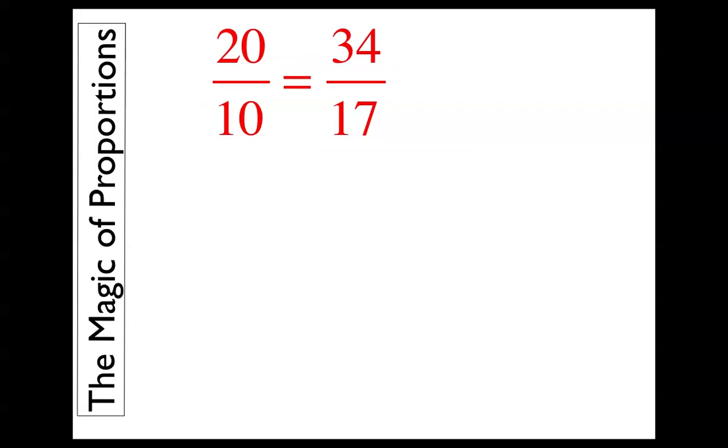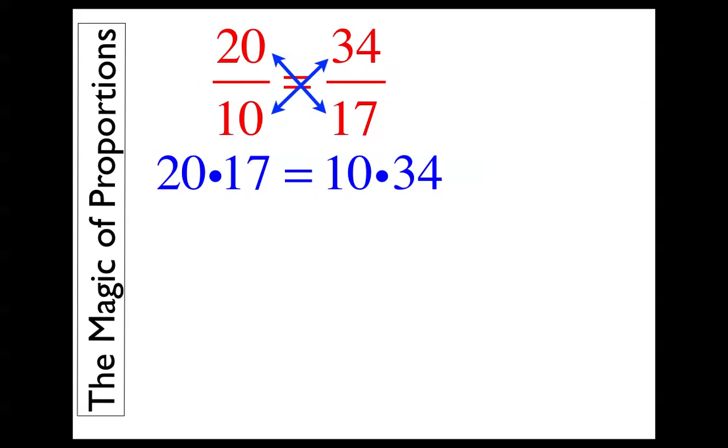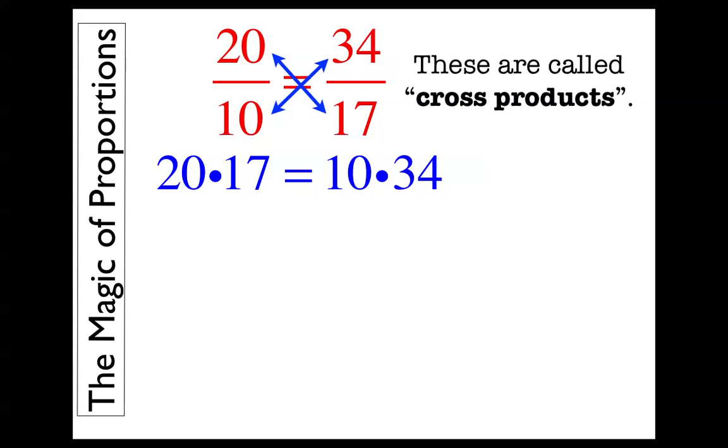Okay, now, we're talking about proportions and proportional relationships. What you might not know is that they're kind of magical. What if we did something kind of weird? What if we went all crisscrossy and zigzaggy, and what if we multiplied the numbers that are diagonal from each other and did 20 times 17 and 10 times 34? This would be what are called cross products because you're multiplying diagonally. The magic of proportions is that they should come out the same.